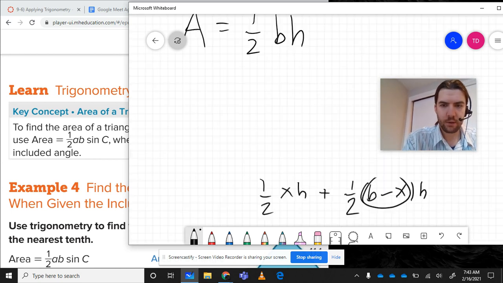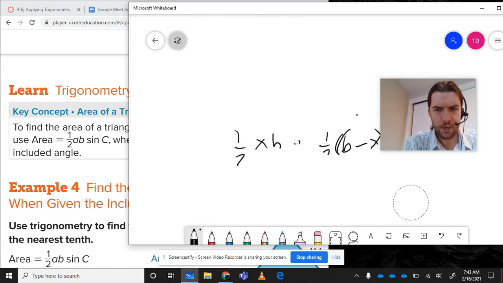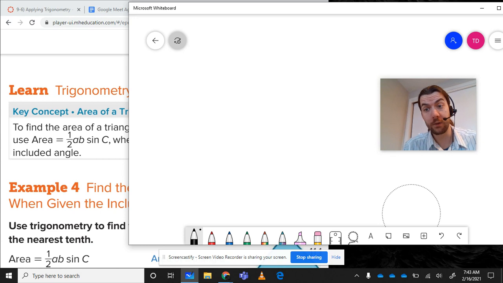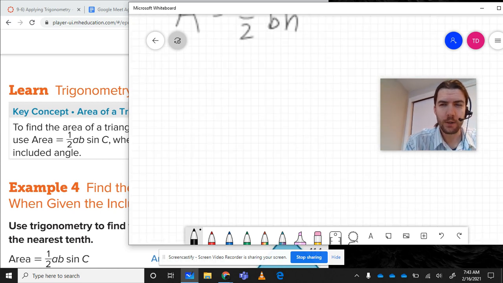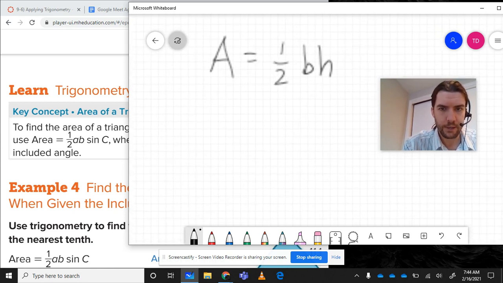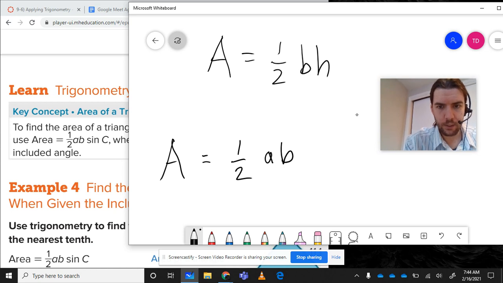Now, what they're going to talk about in our textbook here is that there's a way to do this even if you don't know what the height is, as long as you know one of the angles. And the reason there is because if you know the angle, you can kind of figure out the height. Now, that's not entirely intuitive based off the equation they give you. So I'll write out the equation they give you real quick. They say that area equals 1/2 ab sine of C.